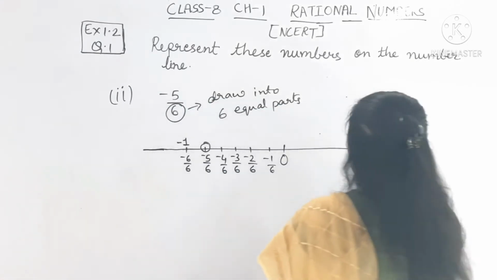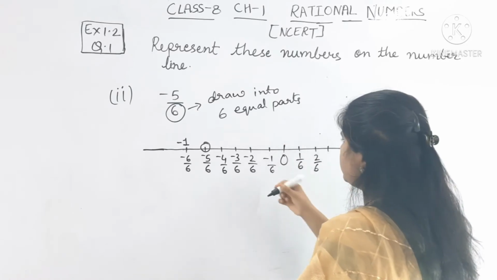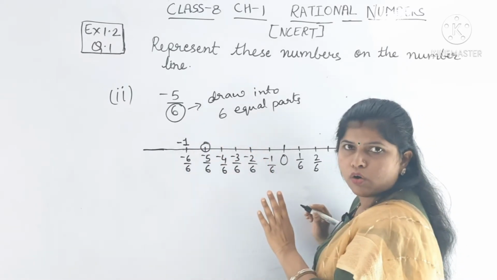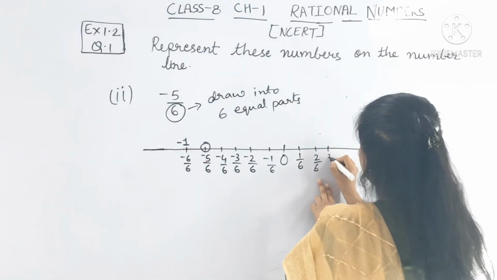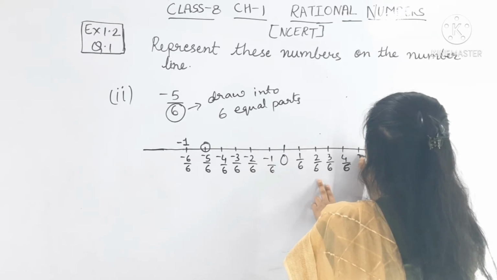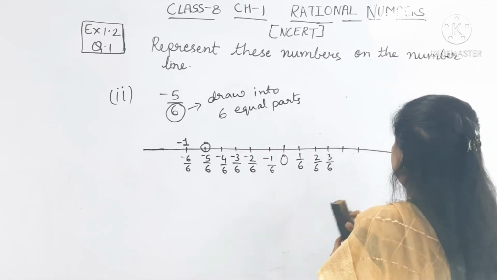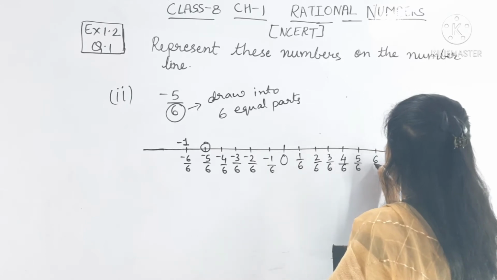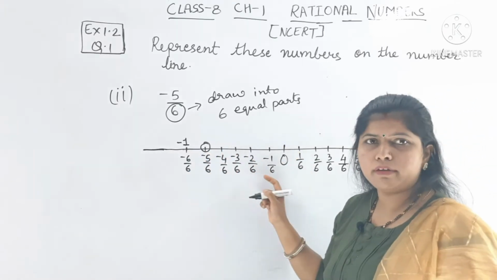So you can write same in the positive side also. You can mark 1 by 6, 2 by 6. It is 6 equal parts. You can see it. 1, 2, 3, 4, 5, 6. Okay, so you have to see denominator. 2 by 6, 3 by 6, 4 by 6, 5 by 6, here 6 by 6 means 1. So 0 to minus 1, it is here in between.